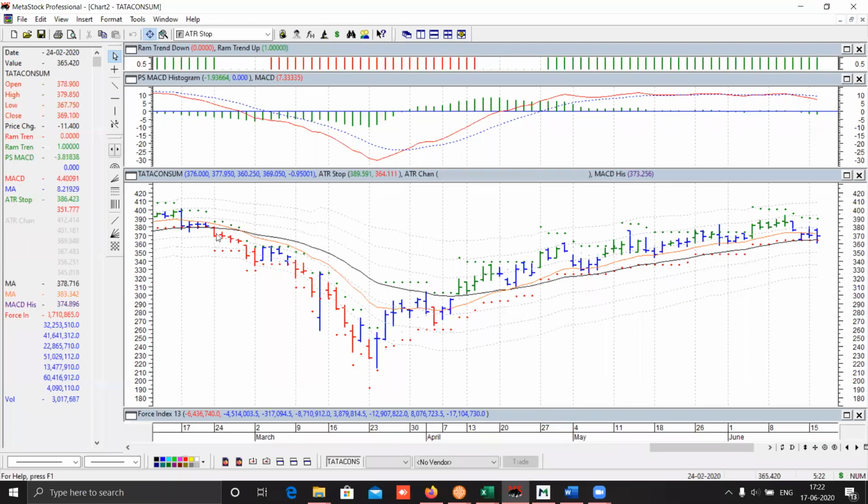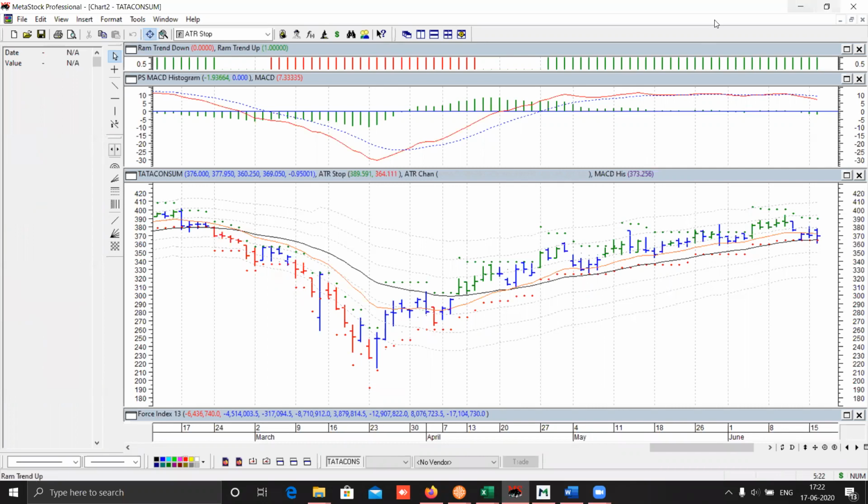Welcome. There was one very beautiful long trade on the trend following system post the correction that we had in the month of March. It was in a stock named Tata Consumer. This was Tata Tea, which merged with the food business of one more Tata company, so thereby the name got changed to Tata Consumer. I'm putting the name here.